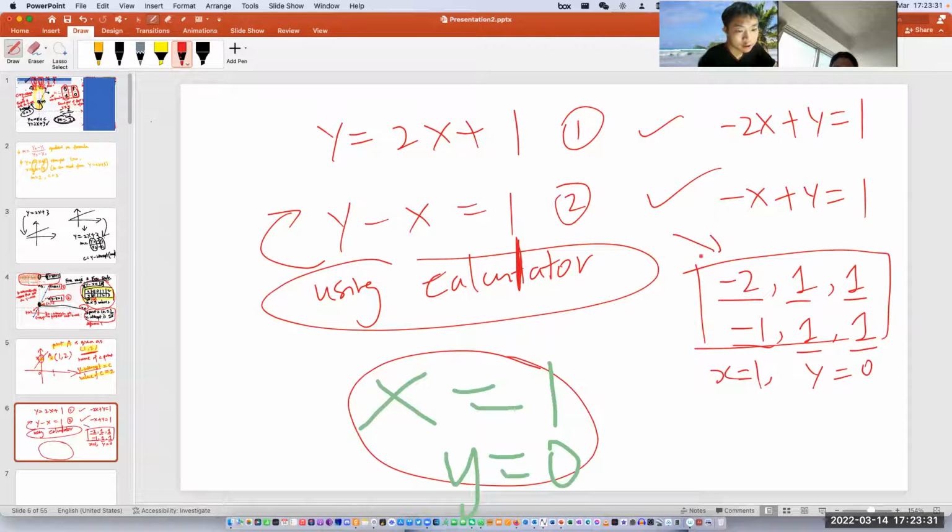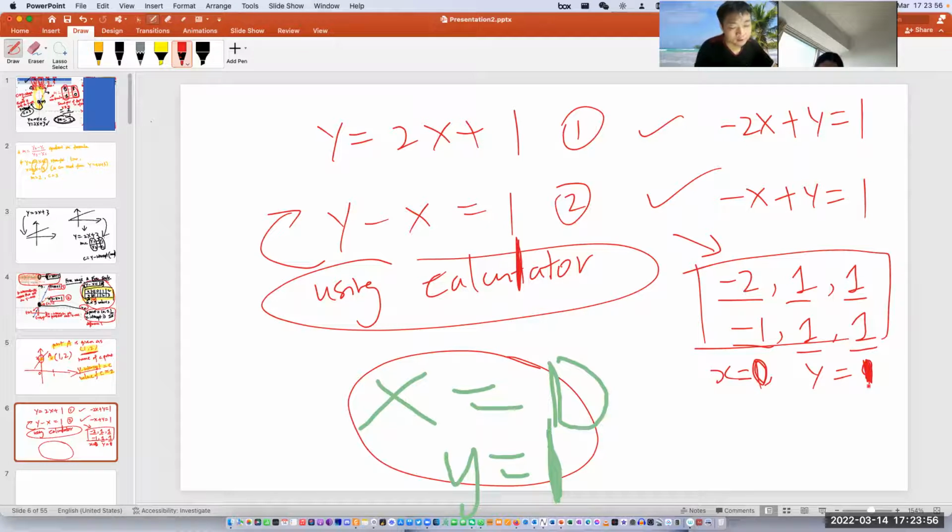Can you key this into your calculator and double check? I think it should be x is equal to 0. Yeah. Switch. Okay, so x is equal to 0, y is equal to 1.